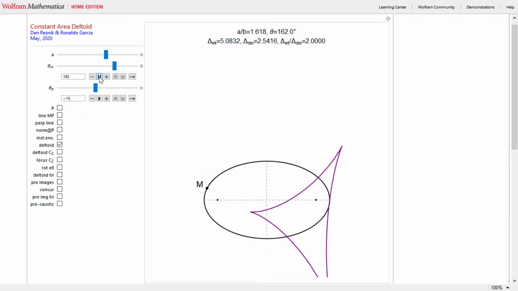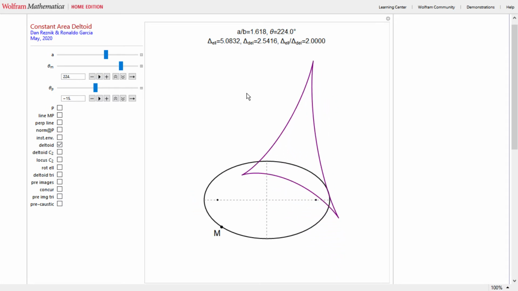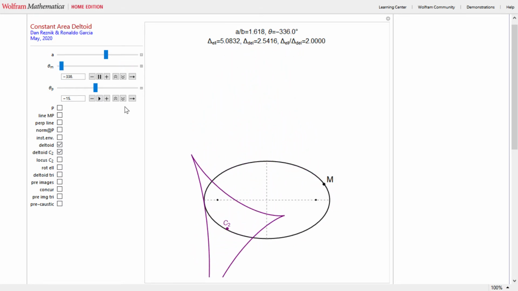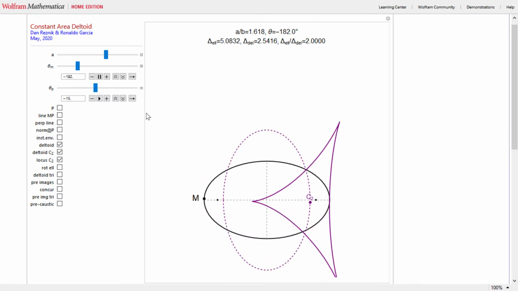Let's move M around so the deltoid is up here. Okay, so this is an invariant area deltoid. The other thing you can do with it is you can compute its center of area. Here it is. So I can take this whole area, do those double integrals, and get an area centroid. And I'm representing this guy as C2. So as I vary M, that area centroid is moving around. What curve is this thing sweeping? It turns out it's sweeping a perfect ellipse.